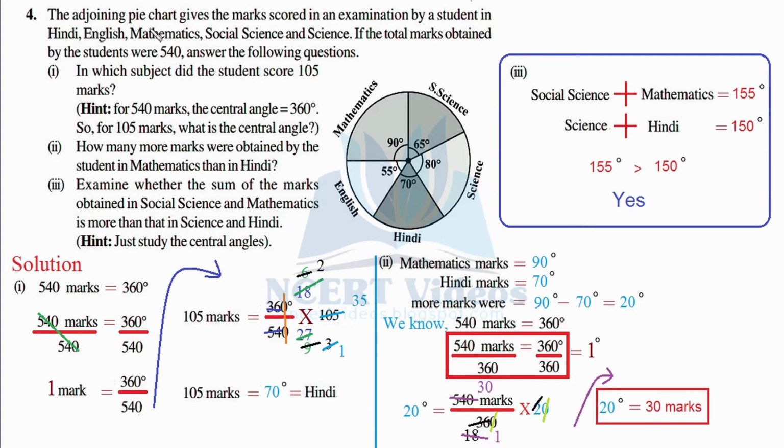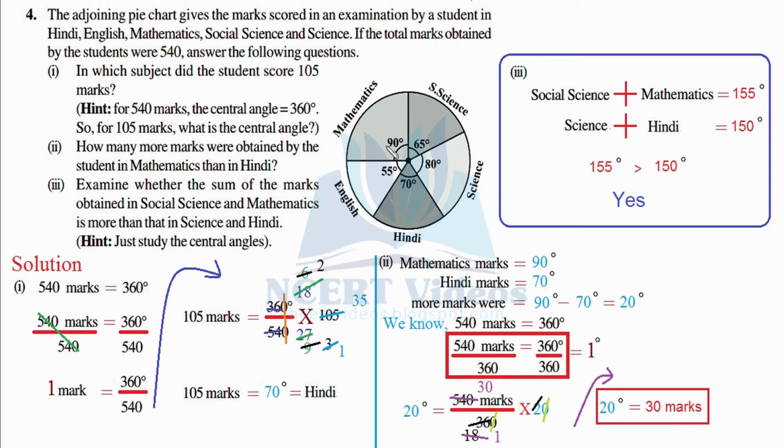Question number 4. The adjoining pie chart gives the marks scored in an examination by a student in Hindi, English, Mathematics, Social Science and Science. So with this statement, we come to know that we are talking about only a single child, and various marks that he scored in 5 different subjects, namely Mathematics, Social Science, Science, Hindi, English.